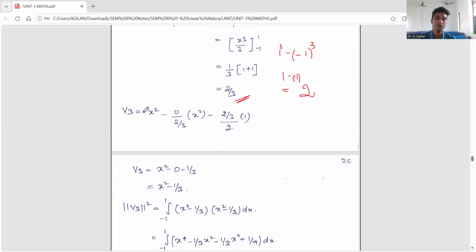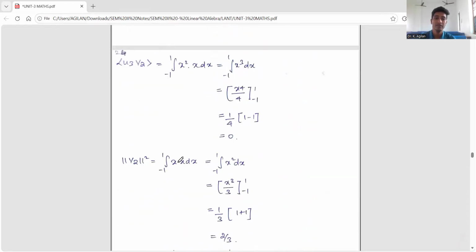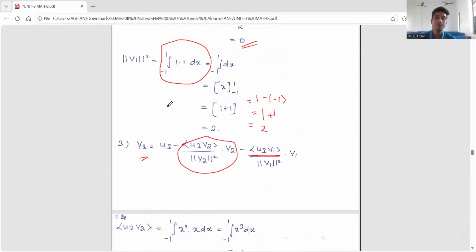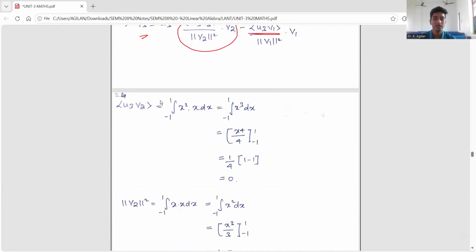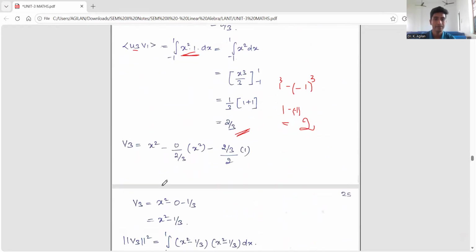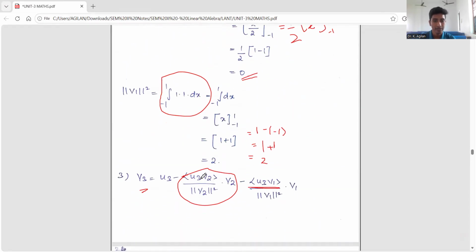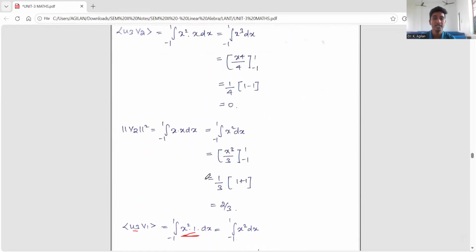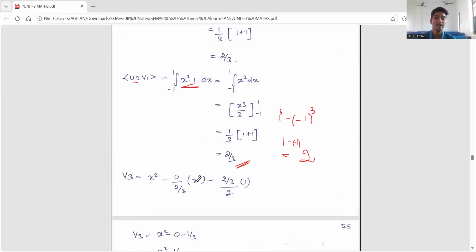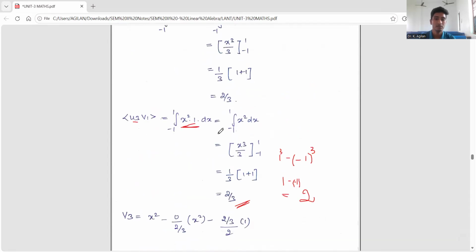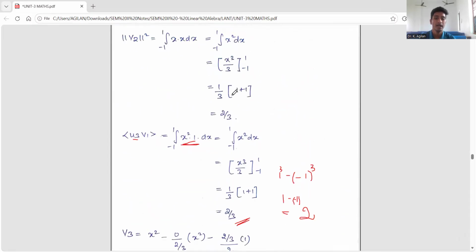So substitute all these values in the V3 formula and we can get. So what will be the first term? U3. U3 is nothing but x square, right? Okay. So substitute x square and minus what term? Inner product of U3 comma V2. What is inner product of U3 comma V2? 0. So substitute 0 and divided by what? Norm of V2 square, so 2 by 3.